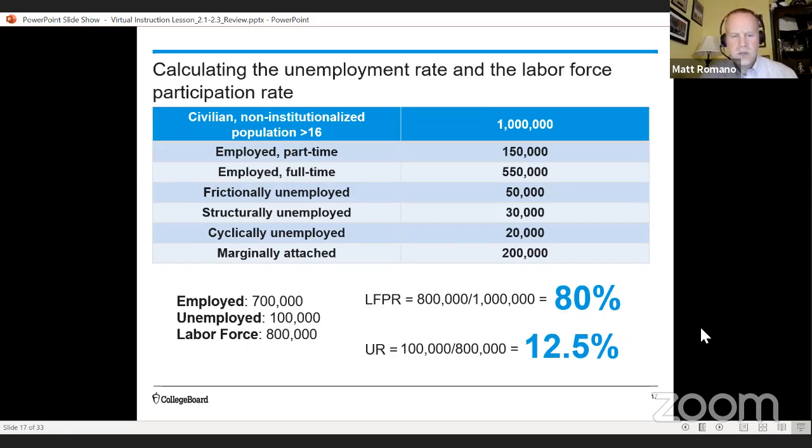Where again did those numbers come from? Employed, right here. The 550 plus 150 gives you 700. Unemployed, 50 plus 30 plus 20, that's going to give you 100,000. A total labor force of 800,000. The 200,000 marginally attached here, they are not included in the labor force. So we get an 80% labor force participation rate. All right, so again, that's just another example of how we can present and analyze that data.